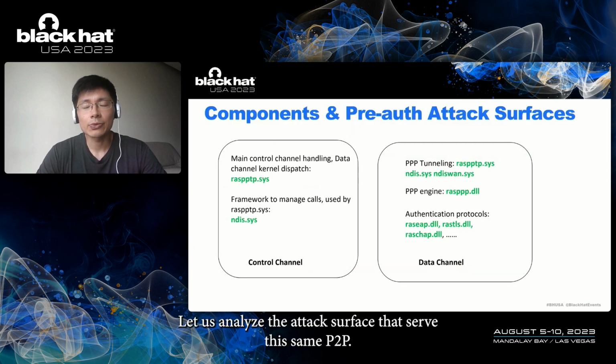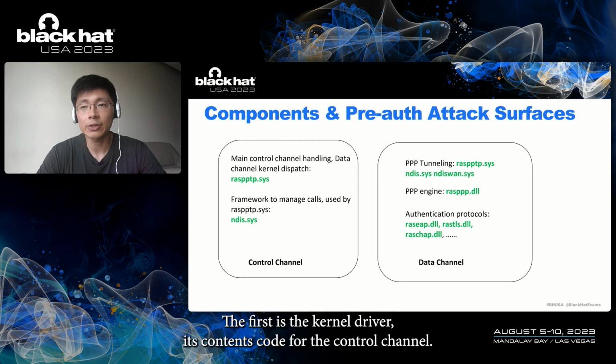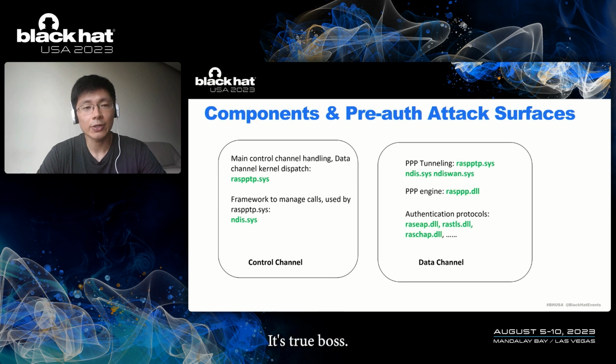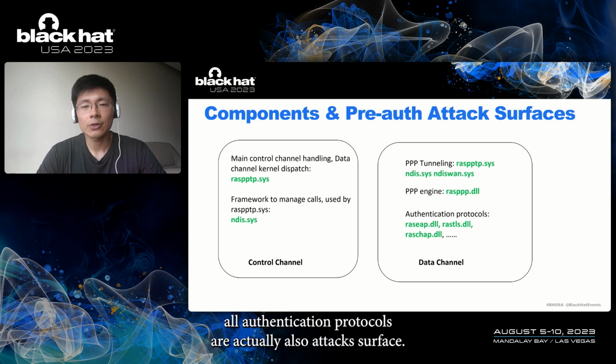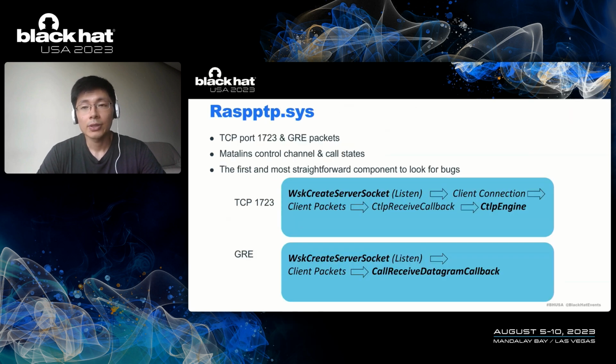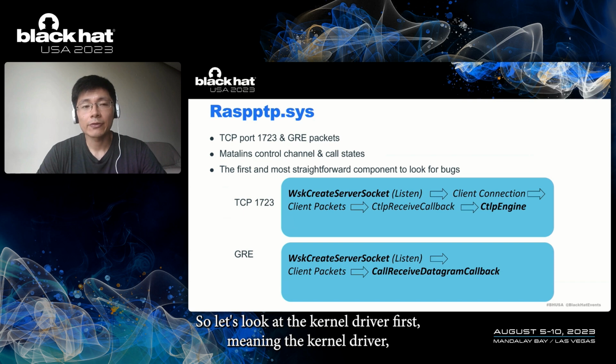Let's analyze the pre-auth attack surface in PPTP. The first is the kernel driver. It contains code for the control channel, which is pre-auth. The second is the user mode PPP engine. It contains multiple protocols, and all the pre-auth parts of these protocols are pre-auth attack surfaces. And finally, all authentication protocols are also pre-auth attack surfaces. So let's look at the kernel driver first.